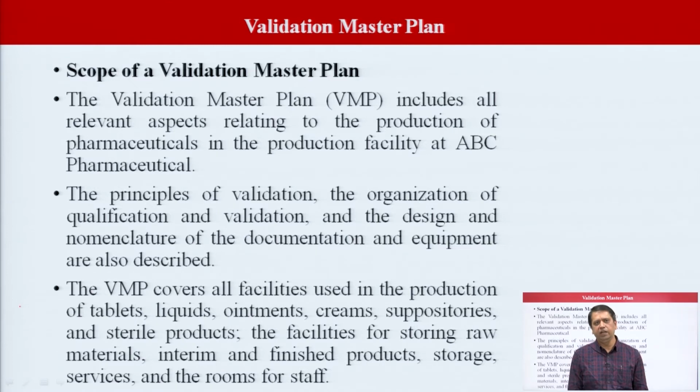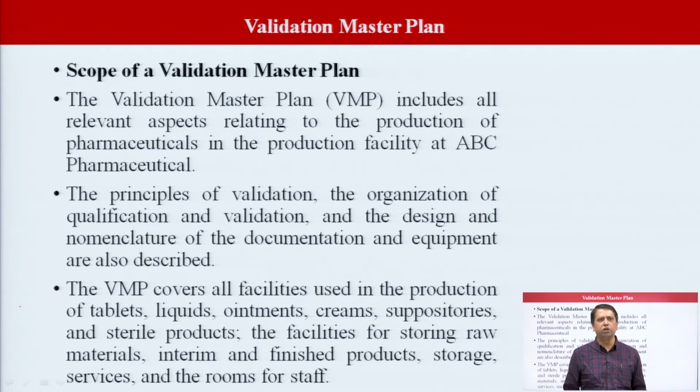The VMP covers all facilities used in the production of tablets, liquids, ointments, creams, suppositories and sterile products. The facilities for storing raw materials, interim products, intermediates and finished products, storage, services and the rooms for staff. So, these all are the things that the VMP covers.